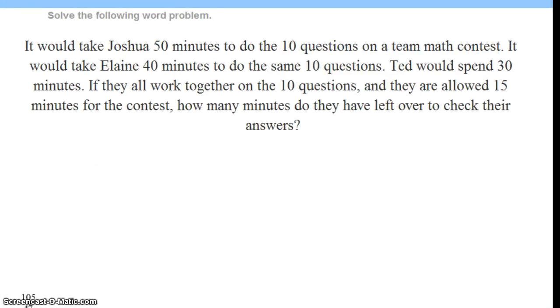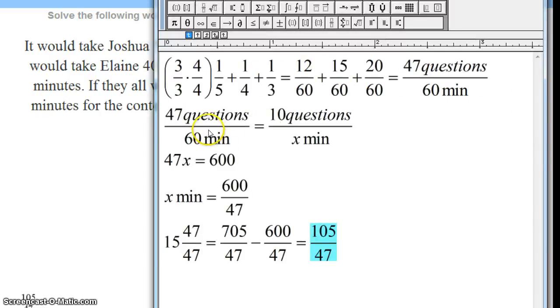And so again, the steps we took to solve this: we found how much of a question they can each do individually in 1 minute, added that together, and then you'll get that they can do 47 questions together in 60 minutes. And it's a ratio, so you can say that's equal to 10 questions over x minutes, and we solve for x, and then we said 15 minus what we solved for is the time remaining. And those are the steps to figuring this out.